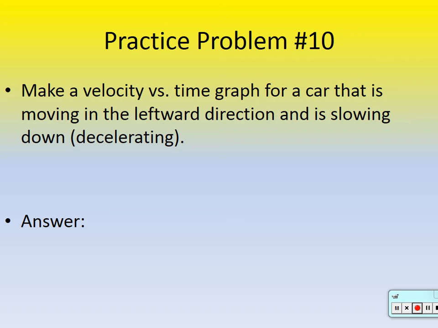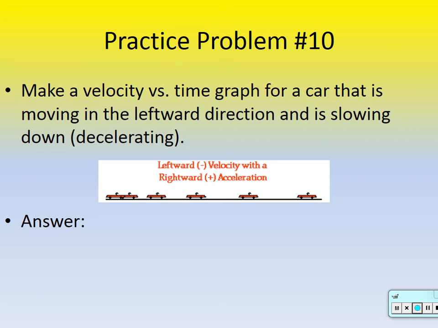Number 10. Okay, Josie. Car's going left. Positive or negative velocity? Negative. So we're going to be down here in the negative portion of this velocity time graph. And it's slowing down. How do you explain to me how I draw this line? Negative slope.